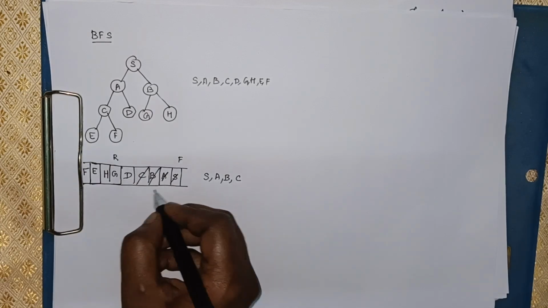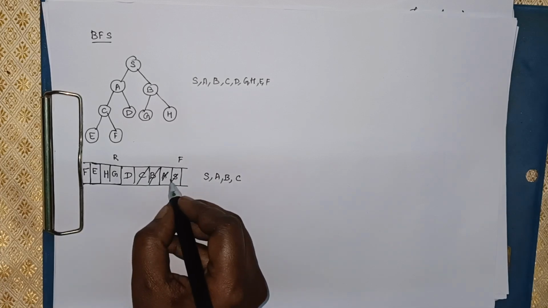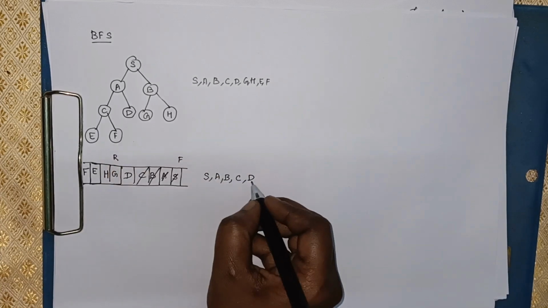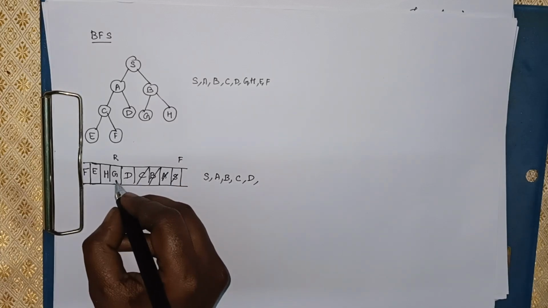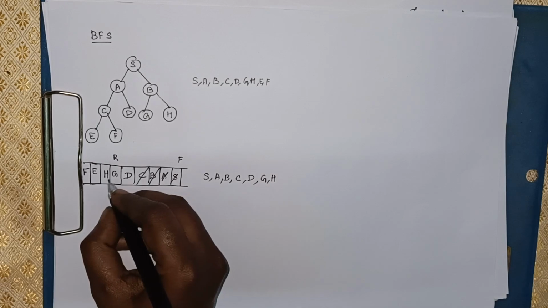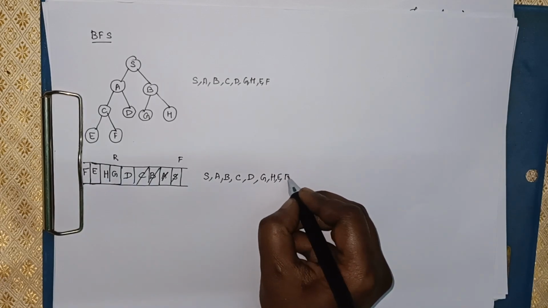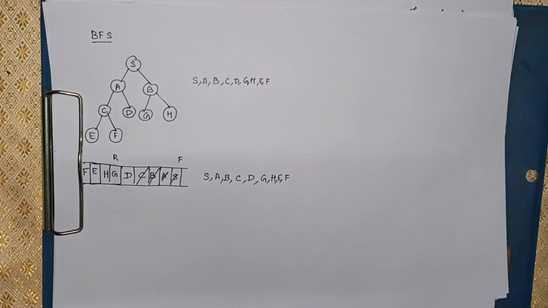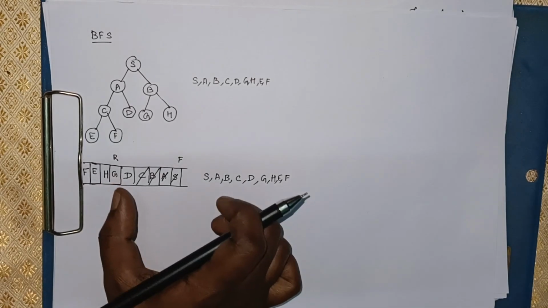Next, I'm going to dequeue all the elements which are in the queue. So next, D will be coming out. So D is not having any adjacent elements. Next, G will come out. Next, H. Next, E and F. So this is called the breadth first search. So this is a type of graph traversal.